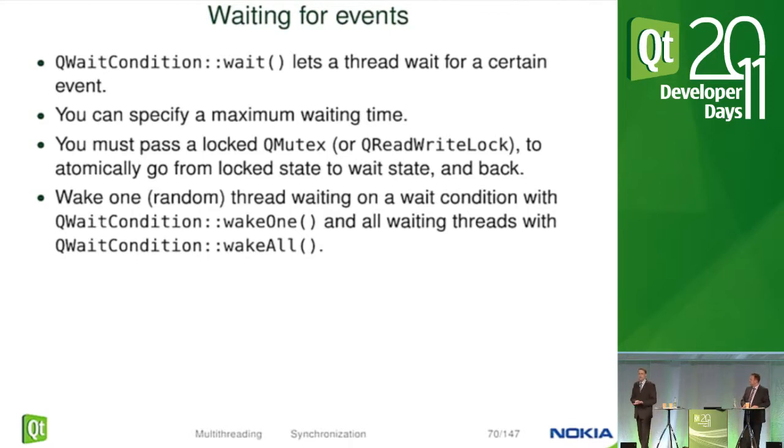Waiting for events. That's the final locking mechanism we have, QWaitCondition. So if you have to suspend a thread while waiting for something else to happen, that's what QWaitCondition is for. The thread you want to suspend calls QWaitCondition wait, and then it will be stopped at this point until another thread calls QWaitCondition wakeOne or wakeAll, so you can have multiple threads suspended at the same time. That's whenever you have threads that wait for whatever input they need to do their processing.